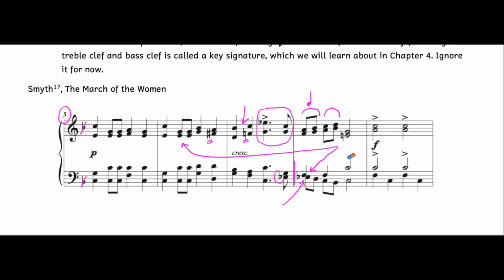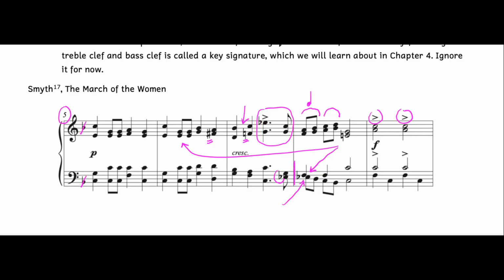Number 7, are the symbols above the treble clef in measure 9 diminuendo markings? So are these diminuendo markings? No. If not, what are they? They're accents, so you play them louder.